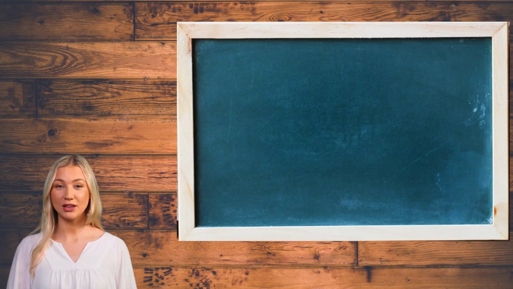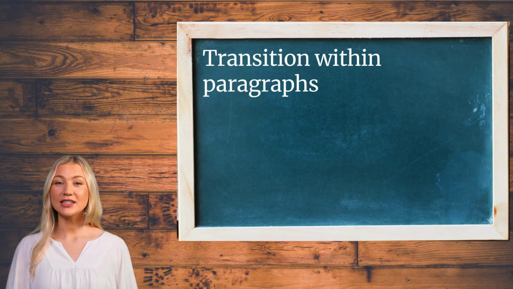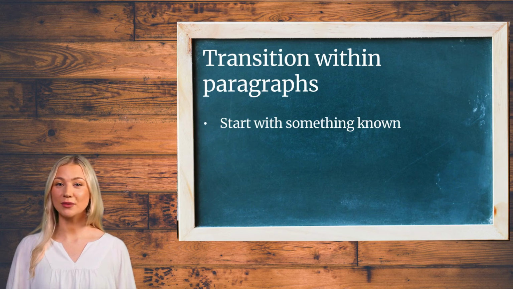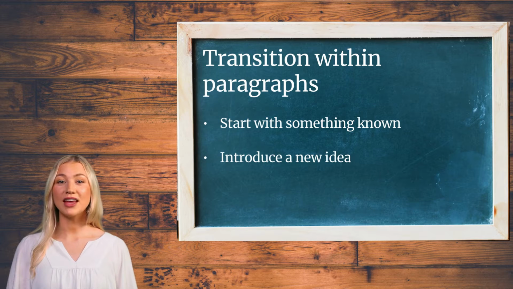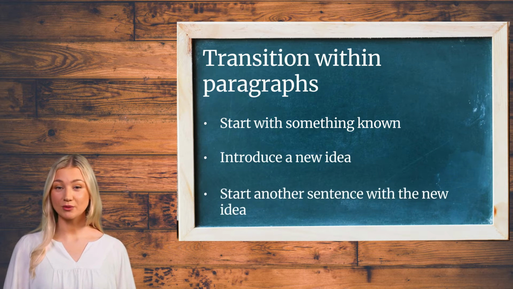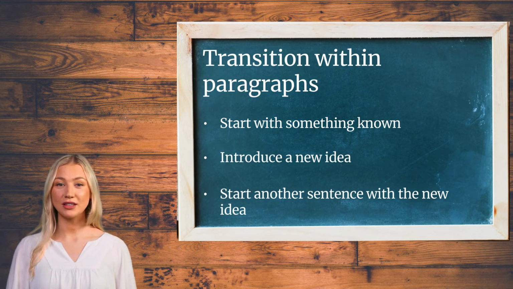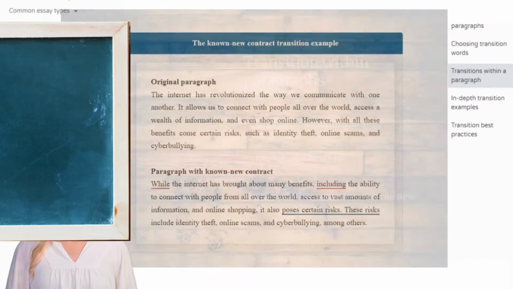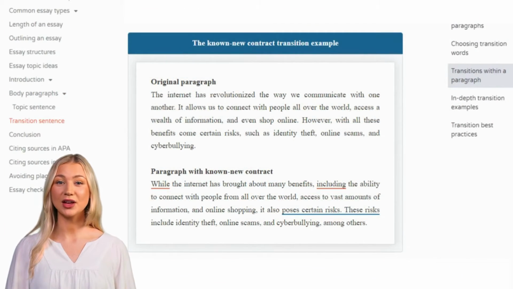When using a transition phrase within a paragraph, you first need to start with something your readers already know about. Then, by the end of a sentence, introduce a new idea. Only after these, you can start another sentence with your new idea. This is called the known-new contract in writing. We have the perfect example using this concept.